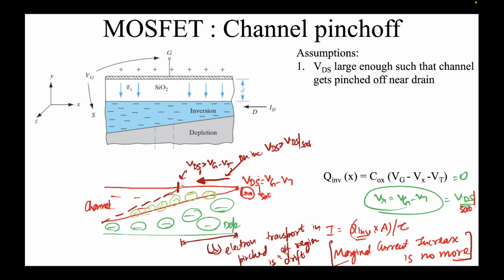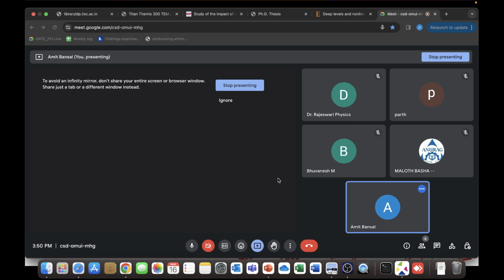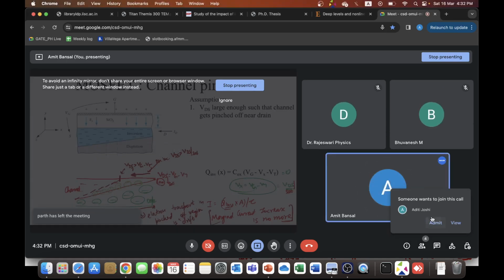drift. Why? Once the electrons reach here, this is very similar to what we have in the reverse bias base collector junction. Any electron which reached here was simply swept away by this high electric field. This electric field exists because, still remember, this is a depletion region. Depletion region means electric field is there, right? So whatever electrons reach this pinched off point, they'll simply be swept away and reach the drain, and from the drain, the circuit will be complete thereafter.